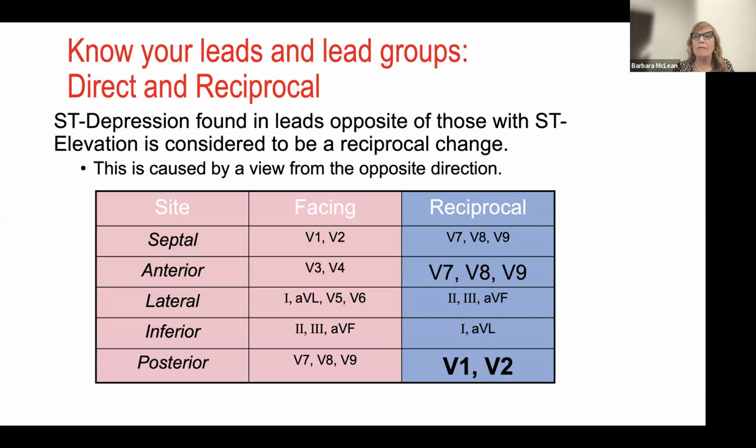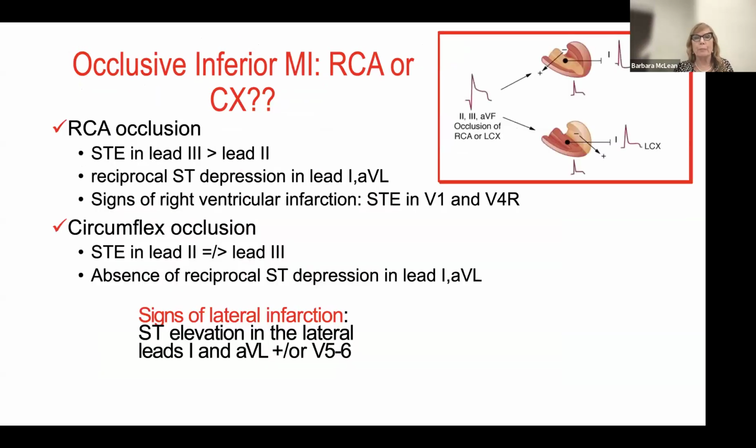Lateral, 1, L, V5, and 6, and the reciprocals for the lateral leads are 2, 3, and AVF, and the exact opposite is true. For the direct leads, 2, 3, and AVF facing the inferior surface, the reciprocals are lateral, 1 and L, typically just 1 and L. And posterior leads, the direct leads facing the posterior surface, V7, 8, 9, and reciprocal, V1, V2.